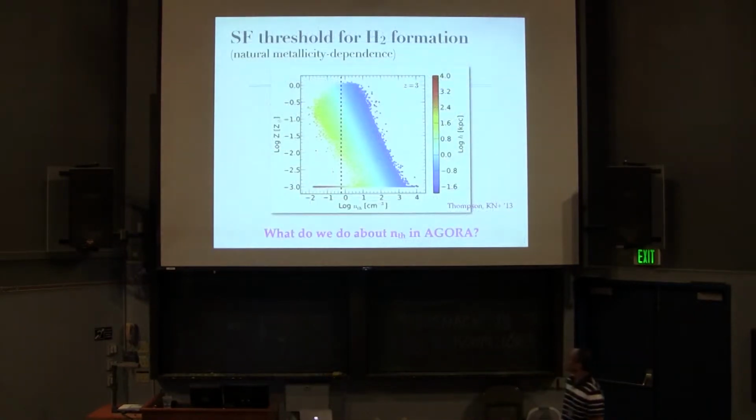Okay? I'll just point out, for the relevance to the Agora project, that in this model the threshold density for star formation becomes dependent on metallicity, above which the star formation can occur. So in our models, each particle, depending on its metallicity, has a different threshold density for star formation, and that gives us different amounts of stars in the result.